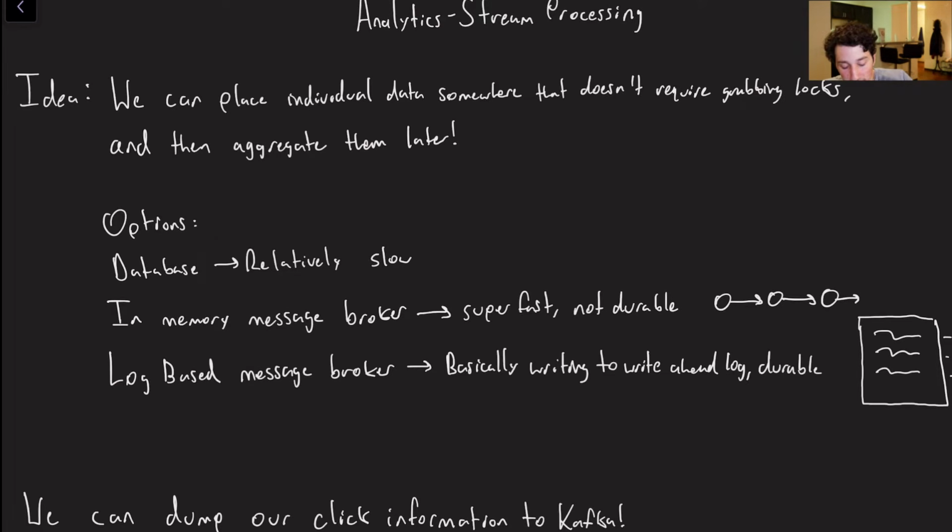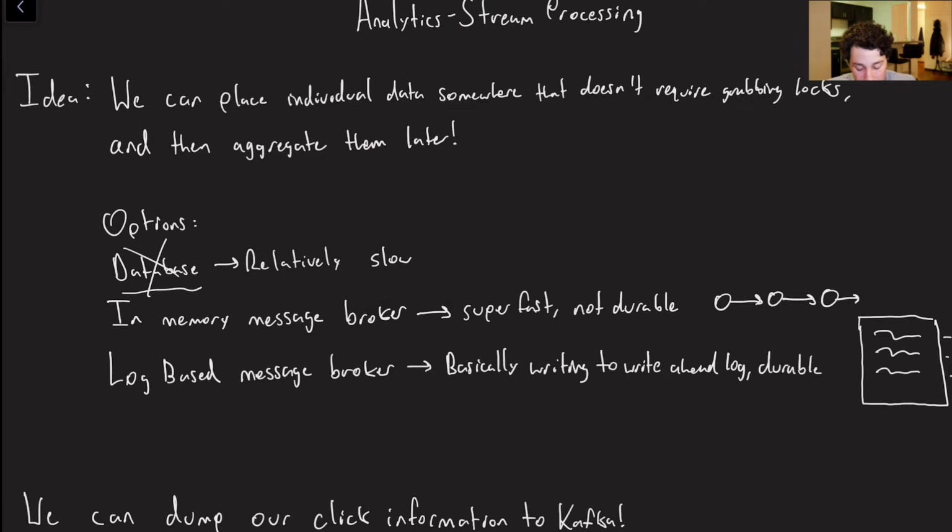So in theory, we could dump it to a database, but the question is, do we need to dump this to a database? A database might be slower than just dumping it to something like an in-memory message broker or a log-based message broker, because at the end of the day, that's basically just either something in memory or a write-ahead log that you're writing to. So again, I feel like we should rule out the database. It's just going to be slower to write to.